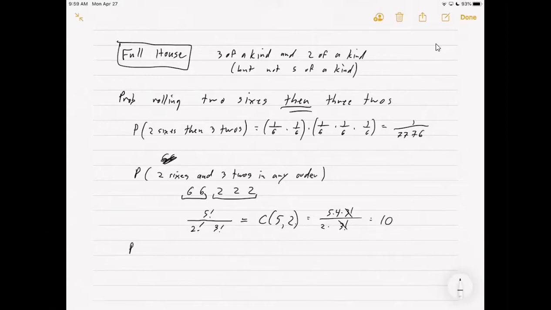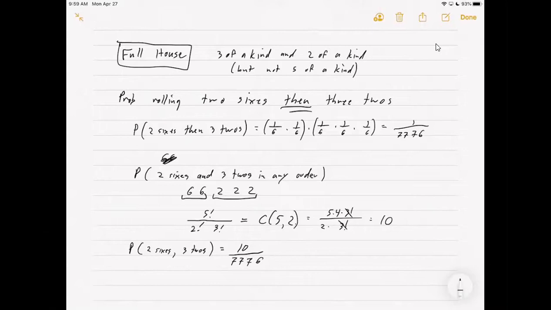So the probability of 2 6s and 3 2s is equal to 10 out of 7,776, because there are 10 ways that we could order that.